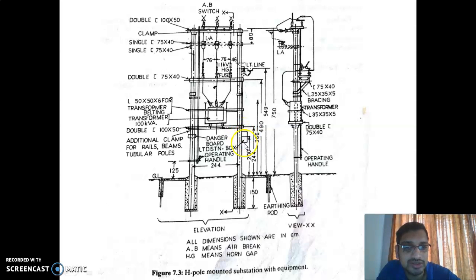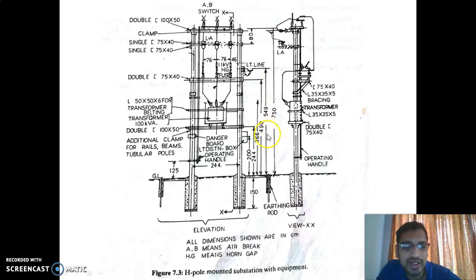Inside the distribution box, a lot of fuses are arranged for protecting the secondary side of the line. From the distribution board, we take other lines, overhead lines. We supply the secondary voltage through these lines and connect to different loads. So these are the main equipment in an H-pole mounted structure.